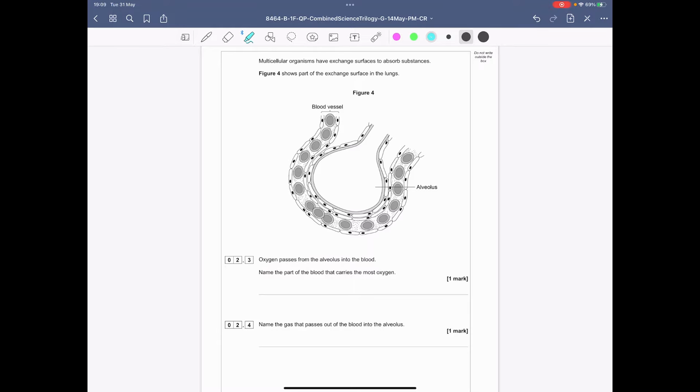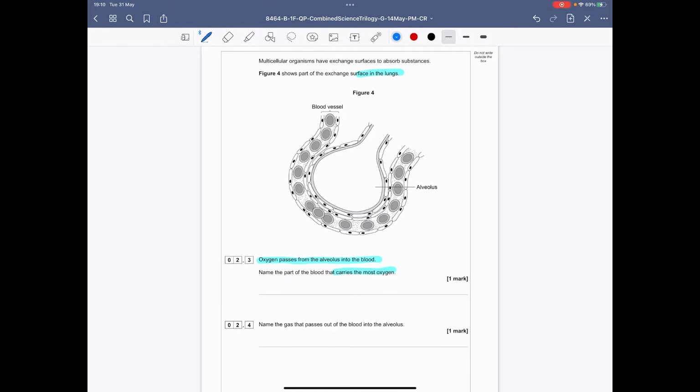Multicellular organisms have exchange surfaces to absorb substances. Figure 4 shows part of the exchange surface in the lungs. Question 2.3. Oxygen passes from the alveolus into the blood. Name the part of the blood that carries the most oxygen.